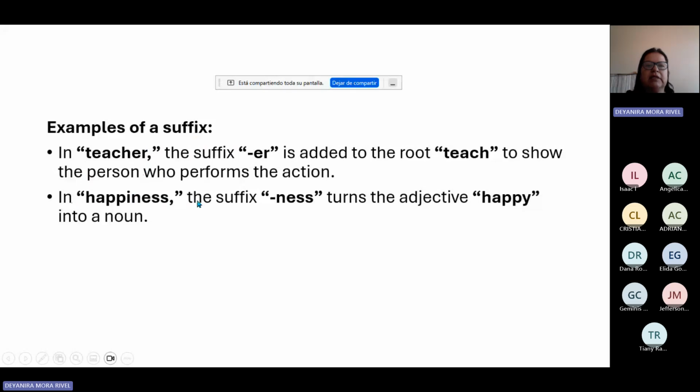In happiness, the suffix ness turns the adjective into a noun. So we had seen that in unhappiness. So ness means noun, it means this is another word and I'm turning it into a noun. So unhappy was an adjective. So two morphemes: happy is free, ness is bound. I can't use ness alone.